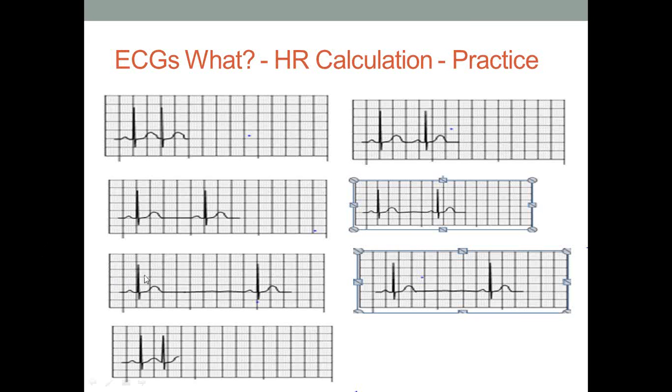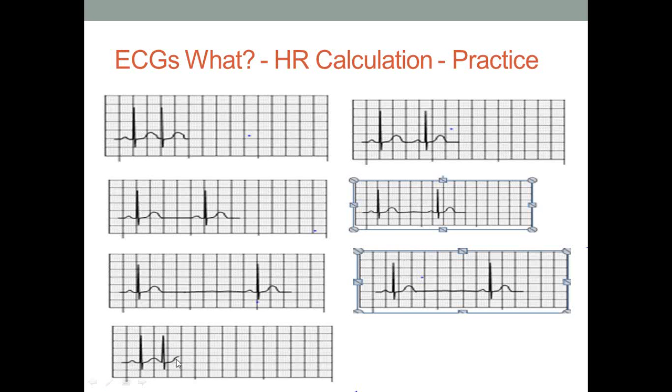So for the third one, we're starting a little bit to the right of a dark line, but that's fine. Let's go 300, 150, 100, 75, 60, 50, 43, 37, 33. So this patient's heart rate is about 33 beats per minute, which is quite bradycardic.